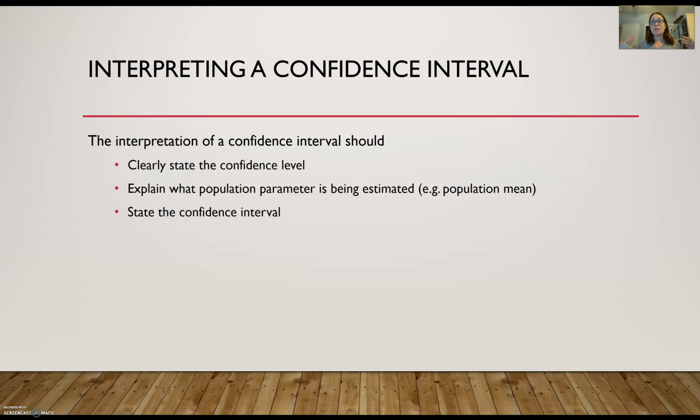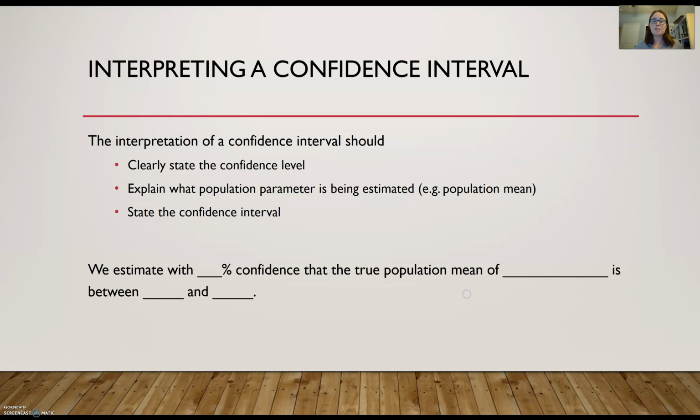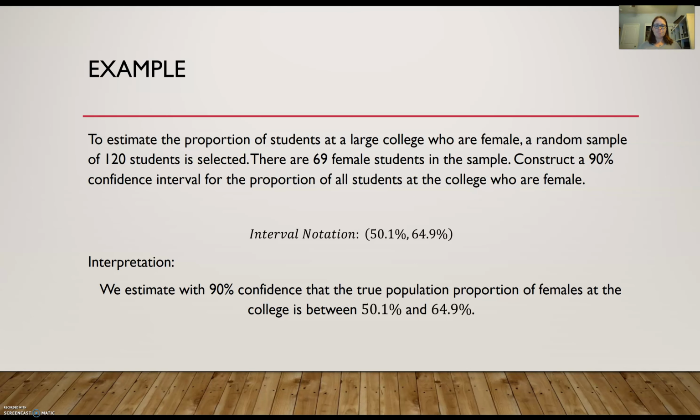Now, last thing, I always want to interpret this because I want to know what the heck it means, all that work that I did. So make sure that you have the confidence level in there, what parameter you're looking at. So here it's proportion, and then of course the interval values, the upper and lower limits. So if I put all this together, we estimate with 90% confidence that the true population proportion of females at the college is between 50.1% and 64.9%. And there you have it.